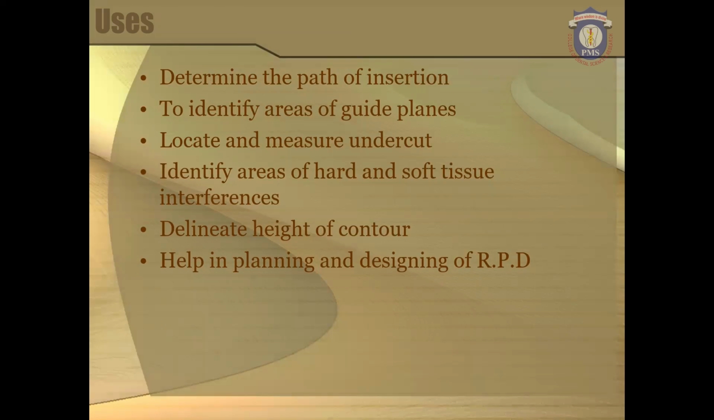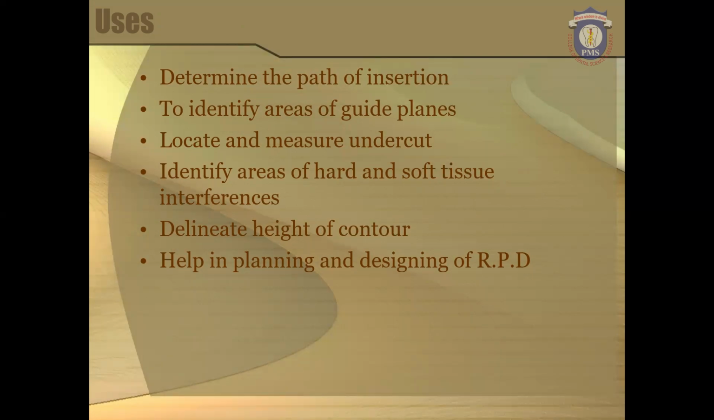So we know how the surveyor will help in determining the path of insertion, right? And the next is to identify the areas of guide planes. So the abutment teeth relate by using the analyzing rod, you will find out the relative parallelism of the abutment teeth. From that itself, you can identify the areas of guide planes also. Okay, the parallel surfaces. Then measurement using undercut gauge, you can measure the undercuts.